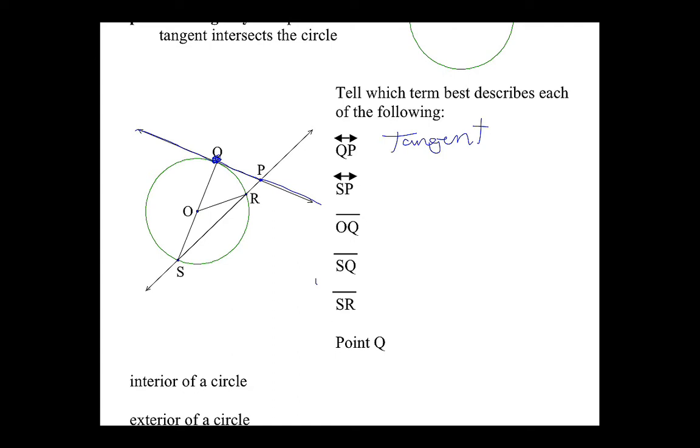So if I look at line SP, again, pay very close attention to your markings. This is line SP, hits the circle once, continues on, hits the circle twice through point P. This would be a secant line.